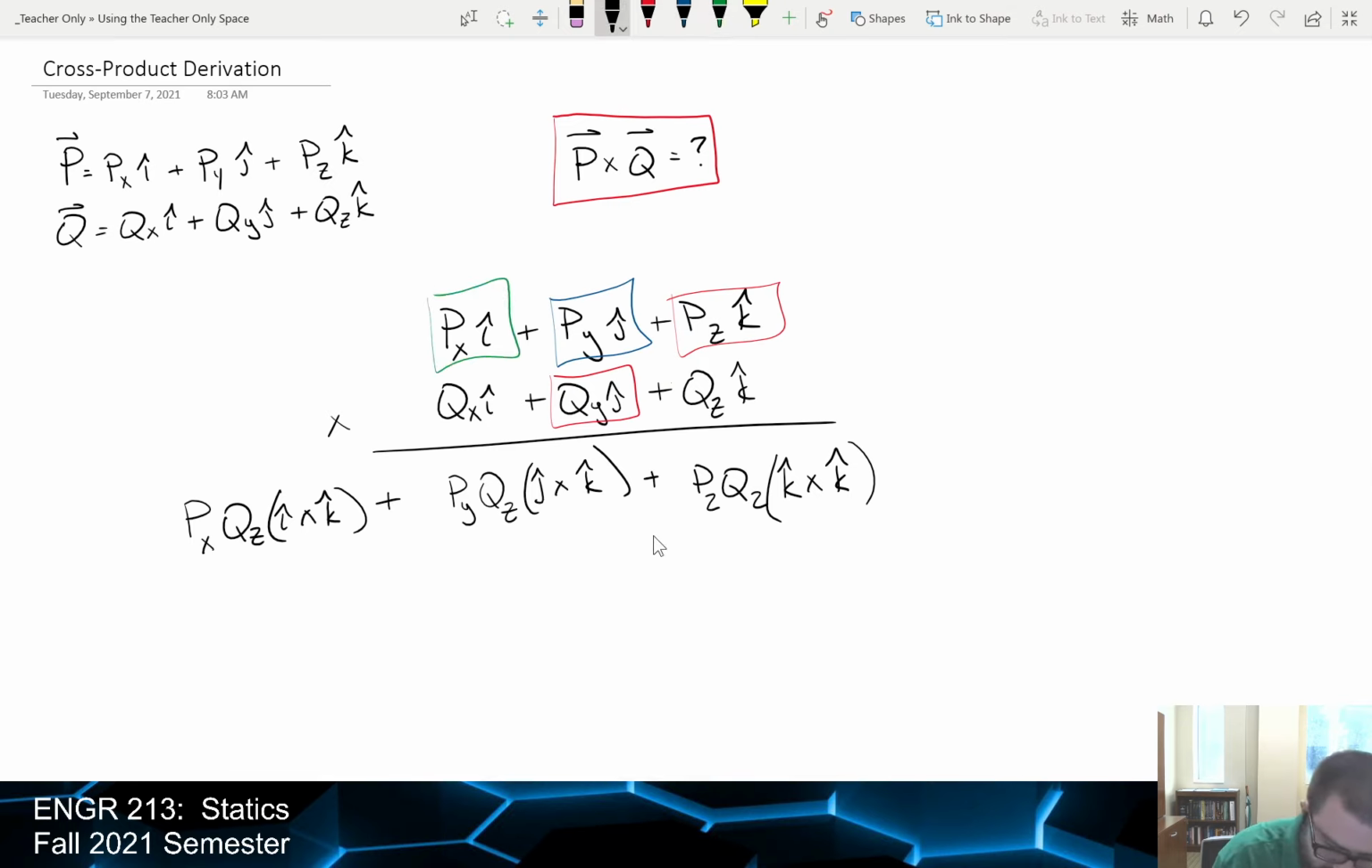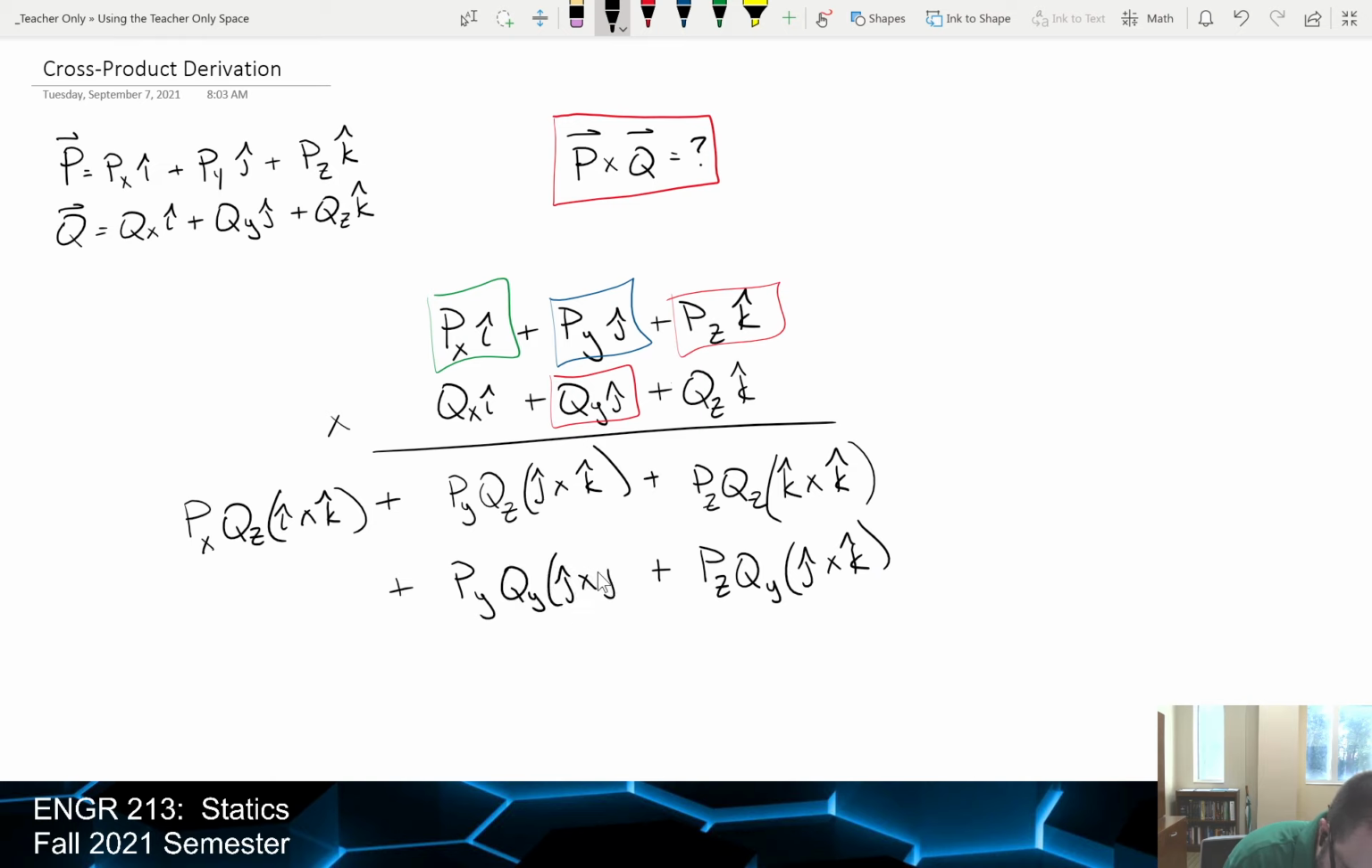So let's see what we get here. So plus, what do we get? pz qy, and we get j crossed with k, right? I got my little cheat sheet here to make sure I don't have any typos here. py qy j crossed with j, and then px qy.